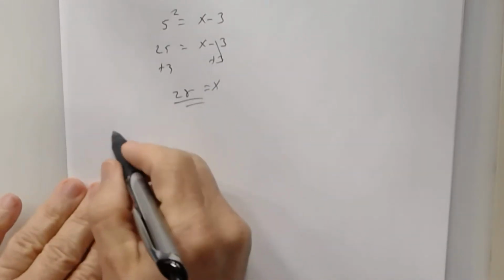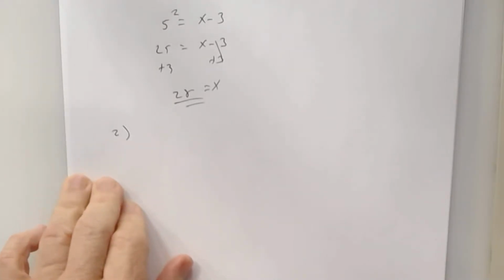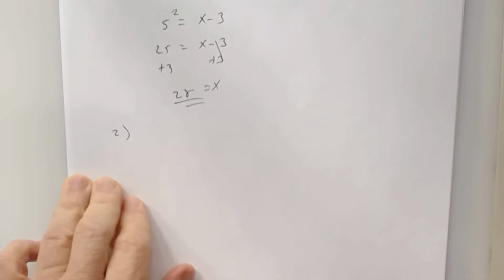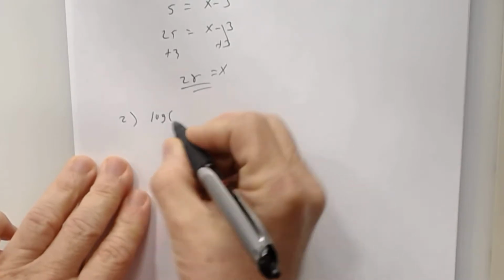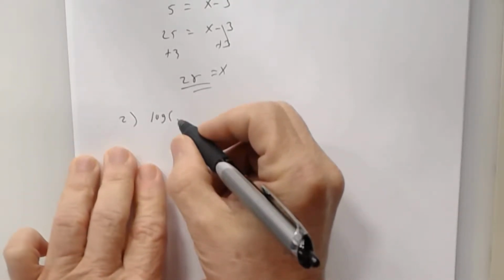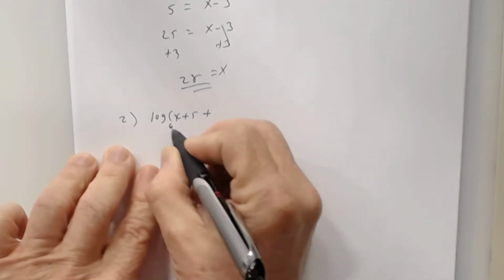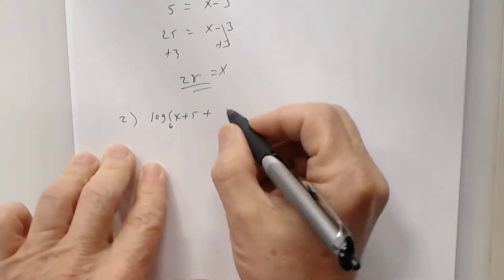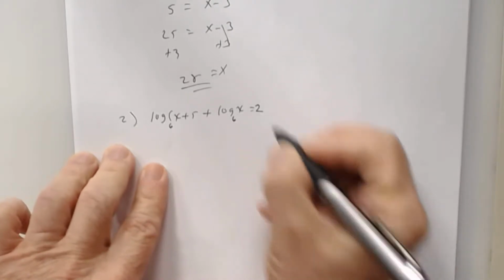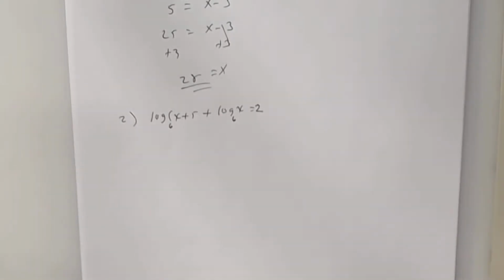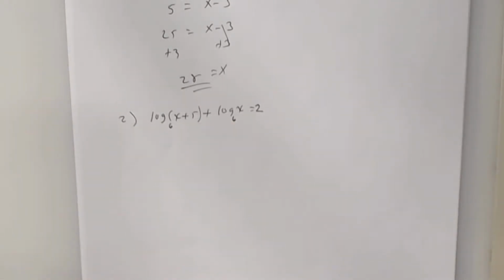Number 2. All right, suppose you had this: the log of x plus 5 base 6, plus the log of x base 6, equals 2. All right, so that's my log equation. You have parentheses here, so the log of x plus 5 in parentheses.